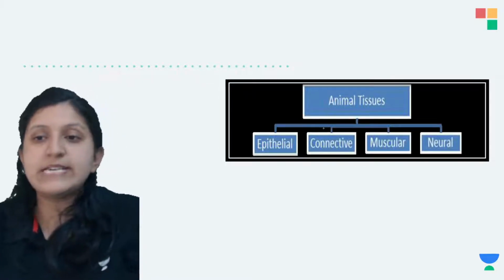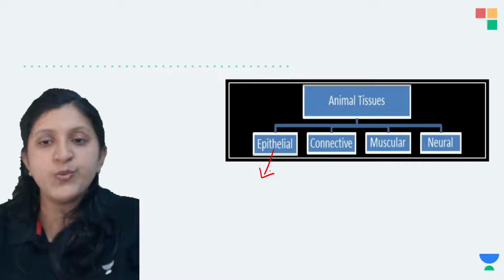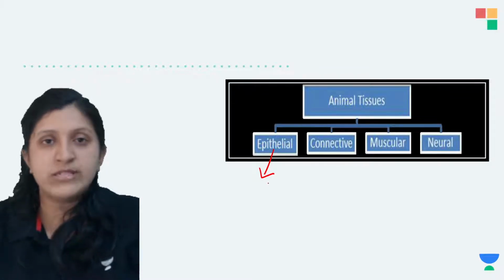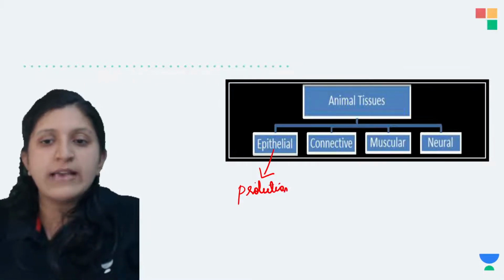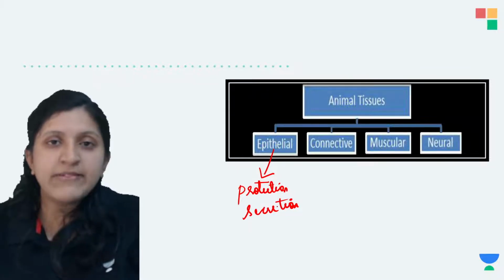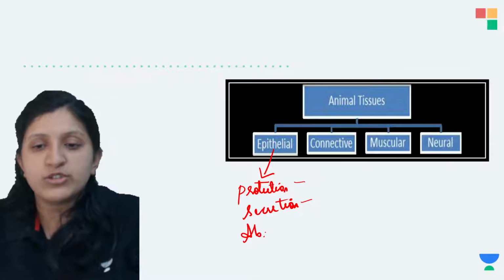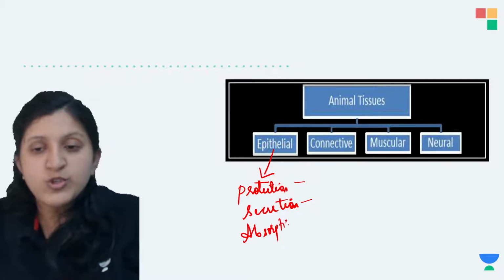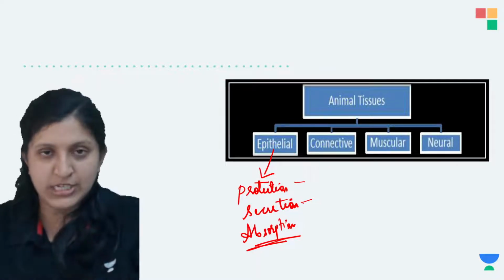Alright, so this is animal tissues. Animal tissues are classified as epithelial tissue, and this epithelial tissue does the function of protection. It also has a function of secretion. It secretes certain enzymes, or certain liquids, like saliva and tear secretion. So this is all done by the epithelial tissue. So protection, secretion and absorption. Whatever food you consume is digested by different enzymes, which are again secreted by the epithelial tissue itself.